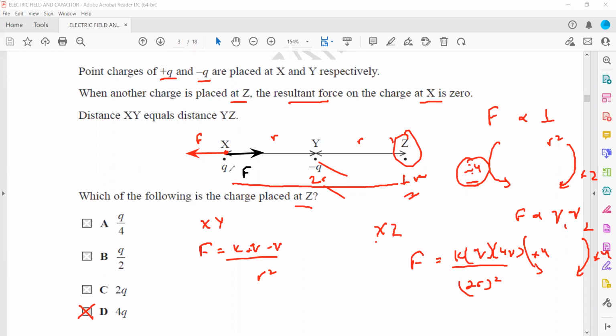Because we want a resultant force of 0 on charge X, it means we want the same force but in the opposite direction. As the distance between X and Z is double, the force will decrease by 4. So how do we balance that decrease in force? We should increase the charge by 4 times. Is it clear, this part? The variation in the force and the distance?